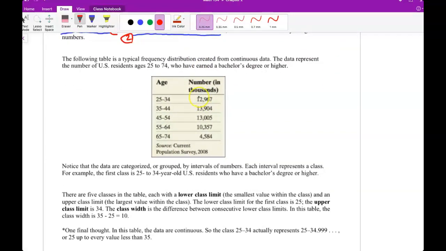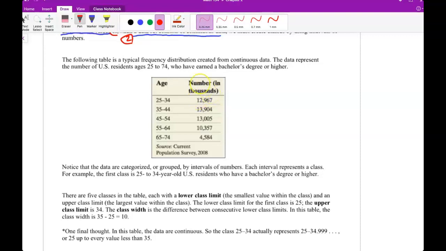Let's see what we have here. The following table is based on a frequency distribution created from continuous data. The data represent the number of US residents ages 25 to 74, so here we have starting with 25 up to 74, who have earned a bachelor's degree or higher.